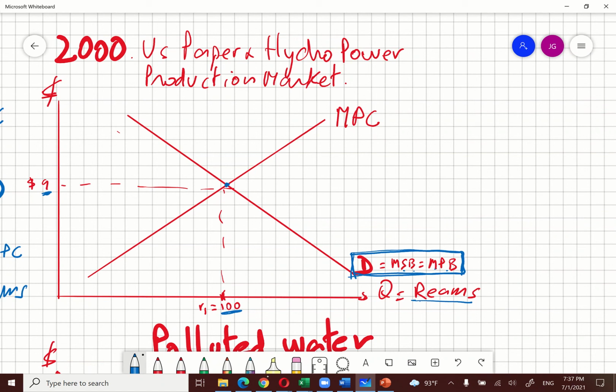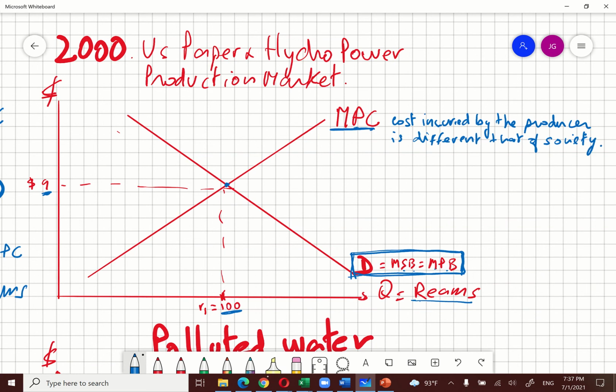The marginal private cost, that is costs incurred by the producer, is different than that of society.